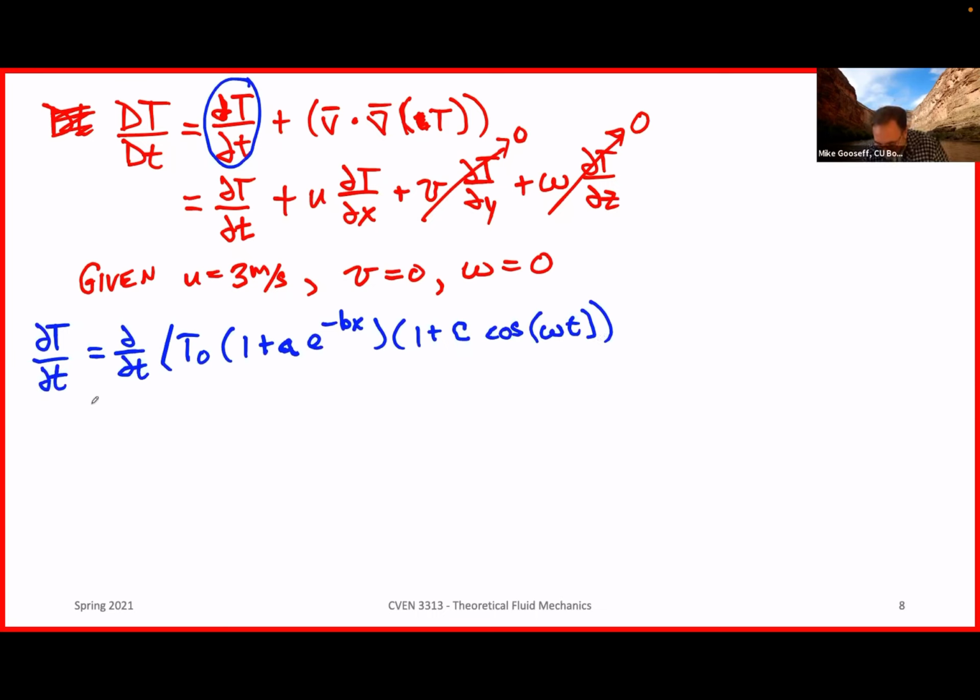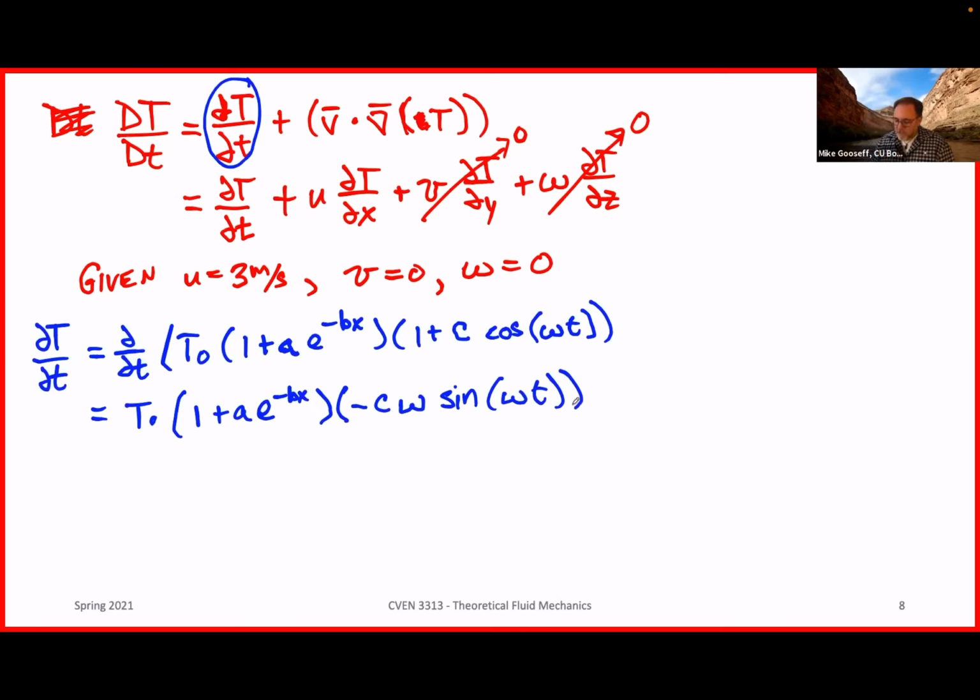When we take the derivative with respect to time, we get T naught as a constant out in front there, multiplied by 1 plus a e to the minus bx, because there's no time component in that first bit at all. And then we multiply this by minus c times omega times the sine of omega times t. Okay? So there's our derivative with respect to time.